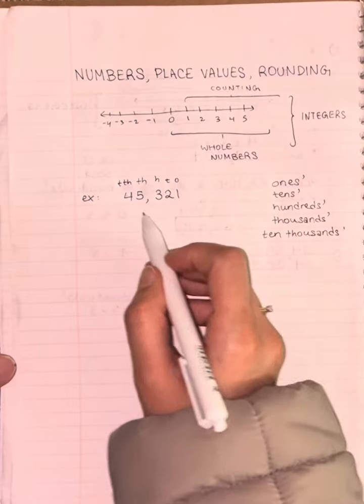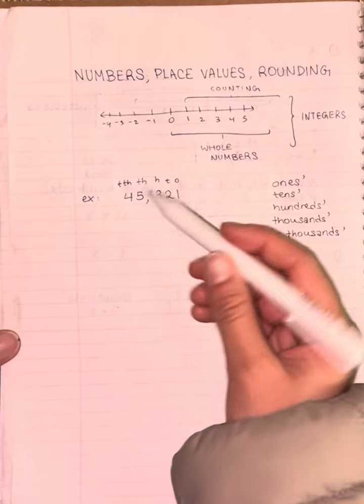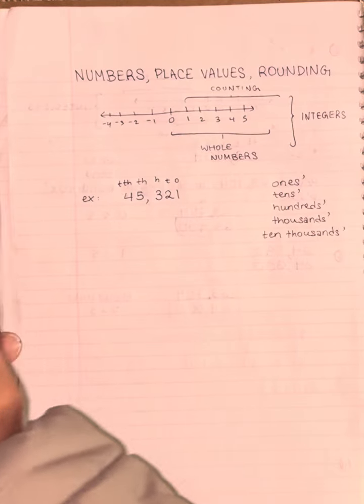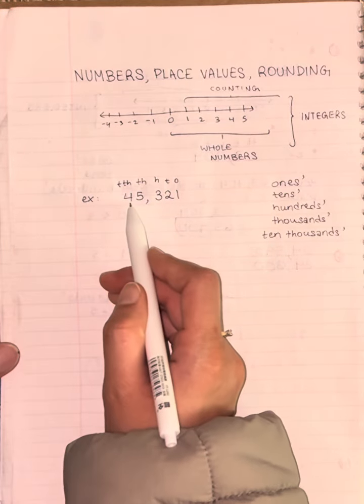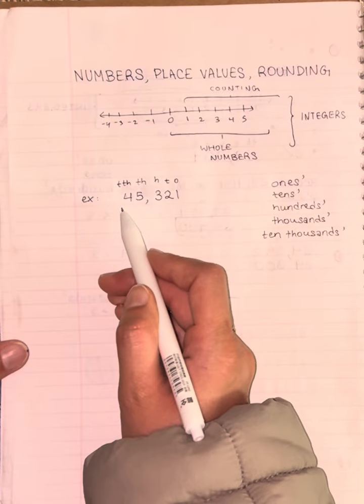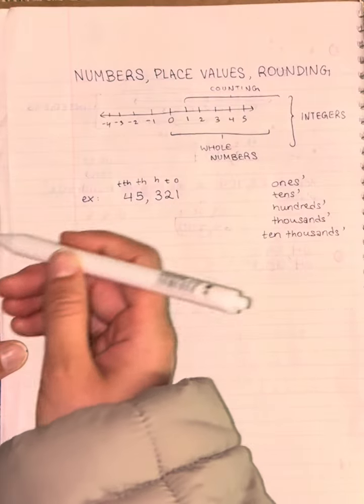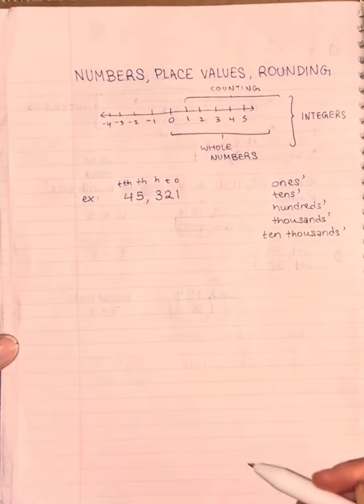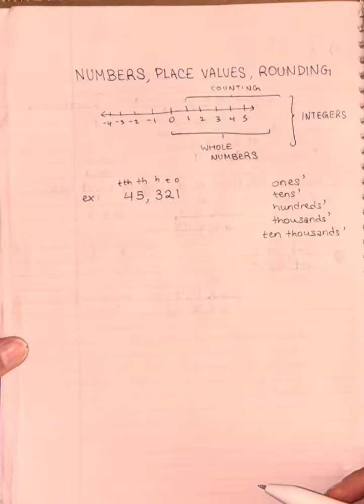And of course, if my number was larger, I would continue onwards until I reach the last digit on the leftmost side. In this case, I just have 45,000, right? But if I were to go onwards and onwards, I could reach millions, I could reach billions, and I would just keep going onwards with identifying the place value.